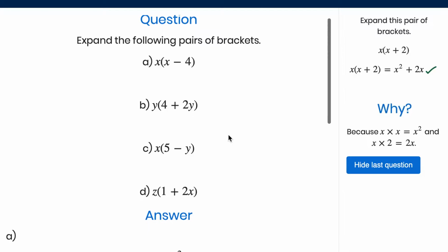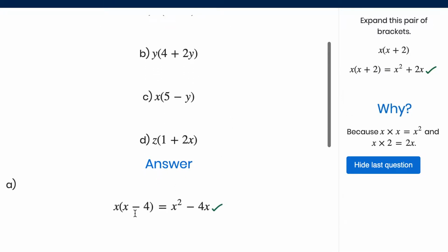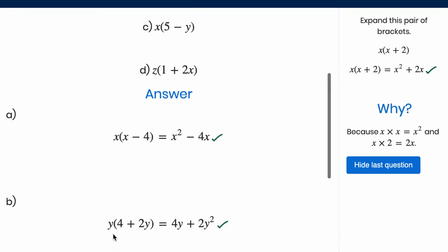So we have x times x minus 4 is equal to x squared minus 4x, because x times x is x squared, and x times minus 4 is minus 4x. For part B, y outside the brackets times by 4 plus 2y inside gives us 4y plus 2y squared, and that's because y times 4 is 4y, and y times 2y is 2y squared.